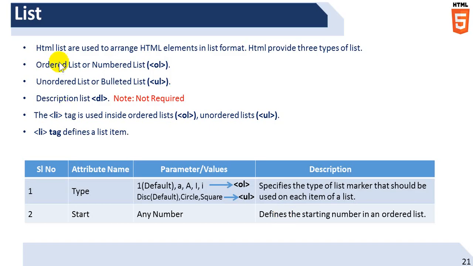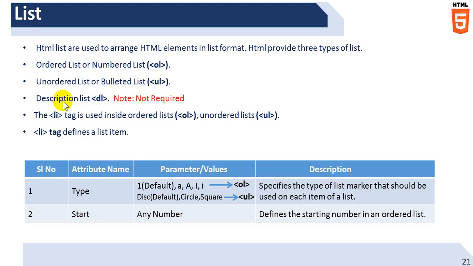HTML lists are used to arrange the HTML elements in a list format. It provides three types of list: ordered list, which is indicated by OL, so we can also call it a numbered list, because we have 1 2 3 4. Unordered list is also called a bulleted list, because we don't have any numbers over there, indicated by UL.